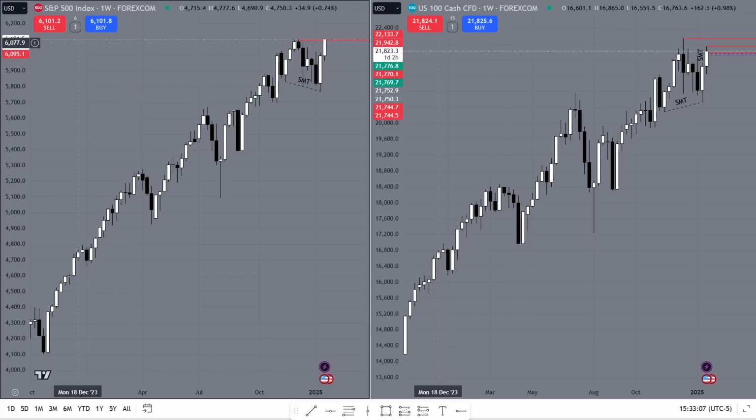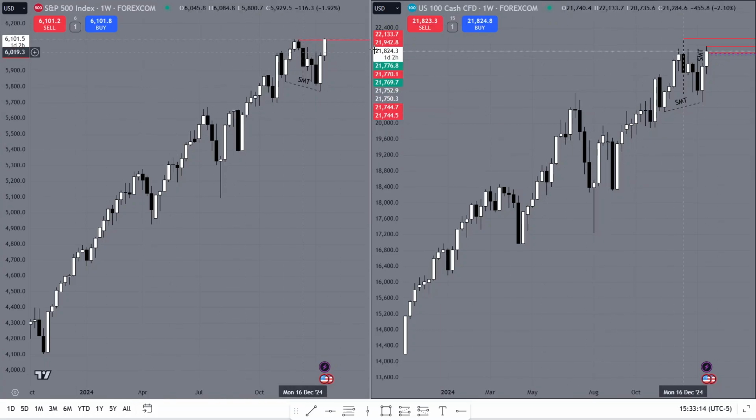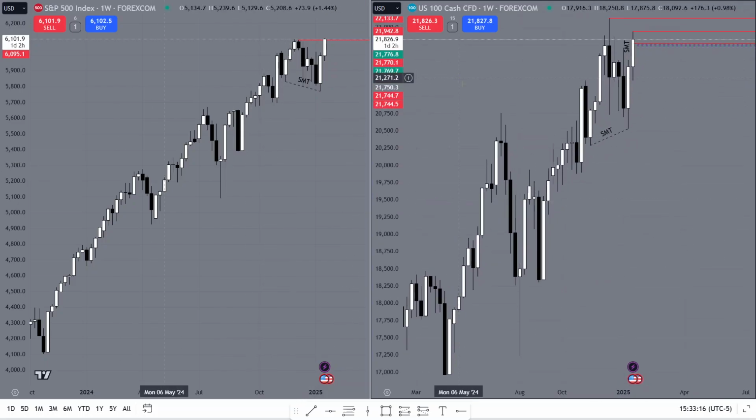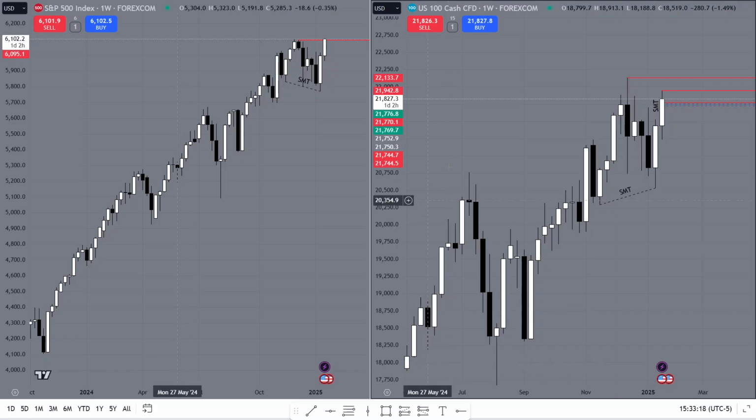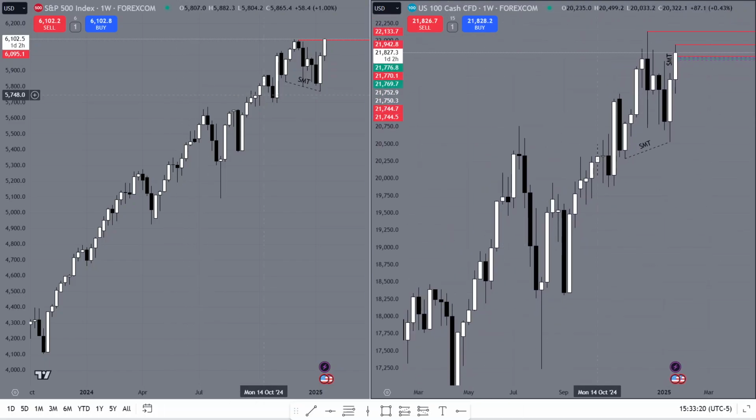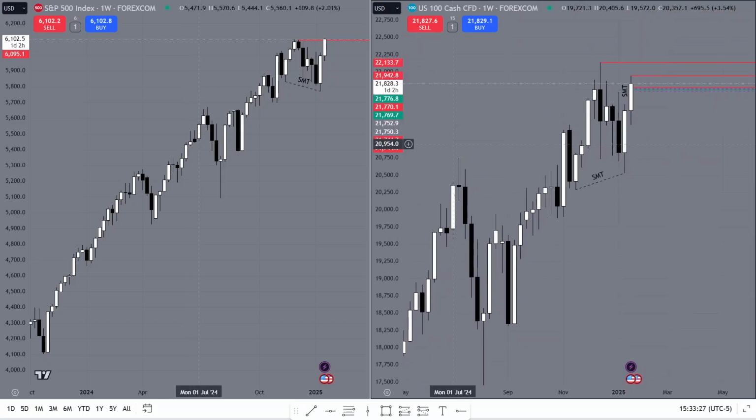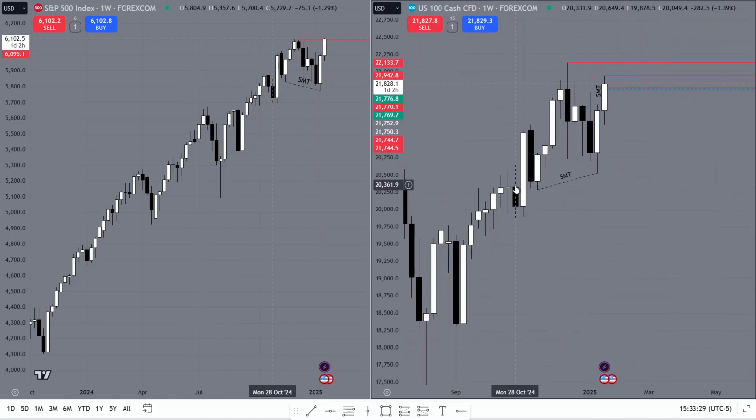Okay, so this is the S&P 500. This is the Nasdaq or the US 100 CFDs. This is the weekly chart. So I'm going to primarily refer to the Nasdaq here and only refer to the S&P for SMTs and stuff. Okay, so on the weekly chart, we have an order block right here. That's an ICT bullish order block.